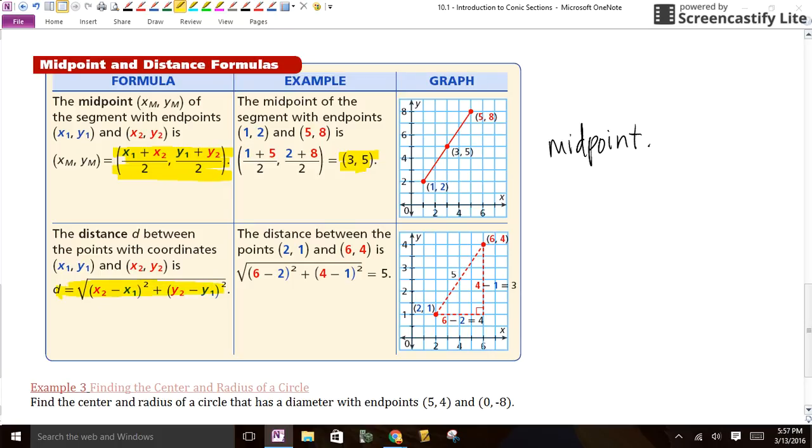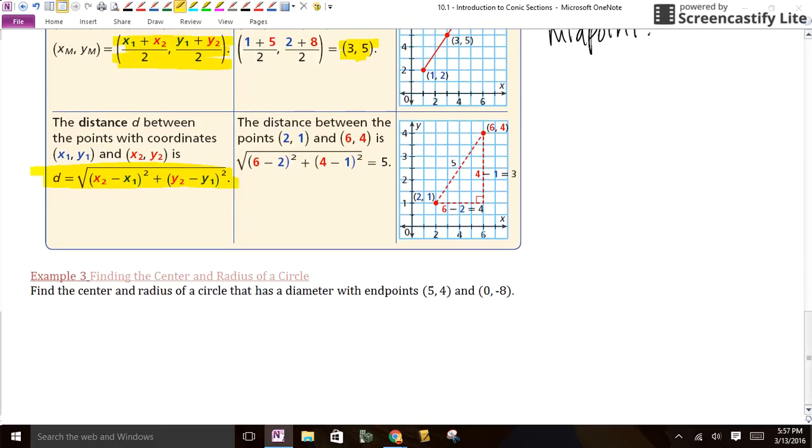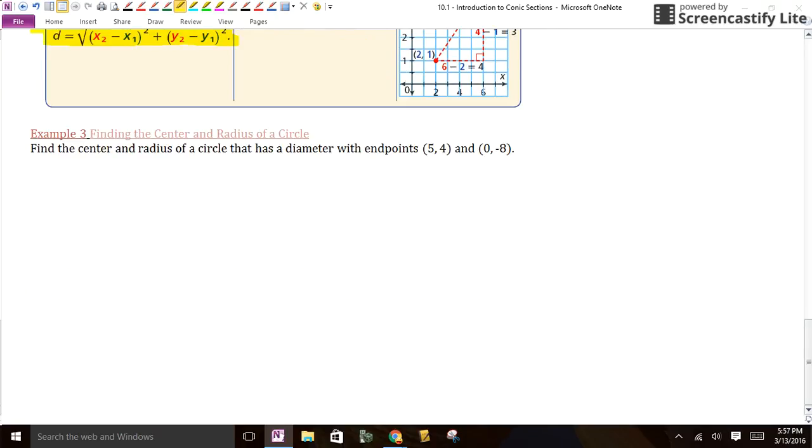Here's the formula if you want it. You're going to subtract the x's and square it. You're going to subtract the y's and square it. You're going to add that together. And you're going to square root it. And that's going to happen a lot. Pythagorean theorem is a great theorem that we use all the time in math. And so don't be surprised if it shows up other places.